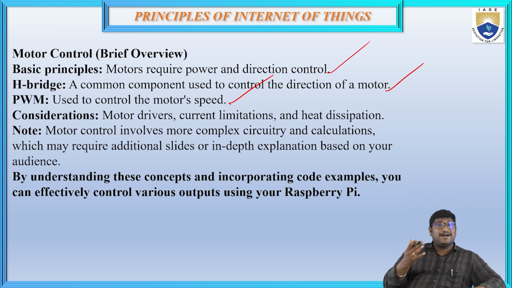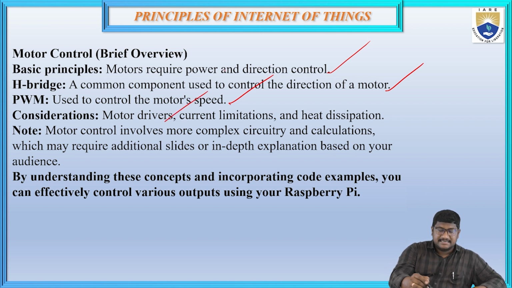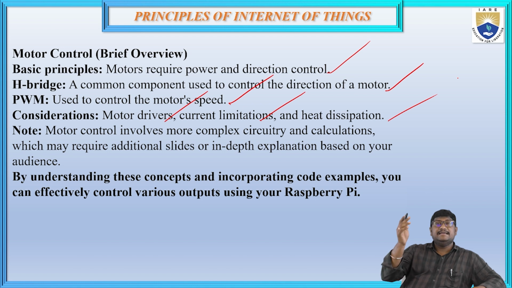And what exactly are the considerations to be kept in mind? Motor drivers, current limitations, heat dissipation. If the motor gets too hot, automatically we need to shut it down for a period of time. That's why I clearly specified this motor control involves more complexity, circuitry problems and calculations, which require some more discussion and in-depth explanation based on you guys only.